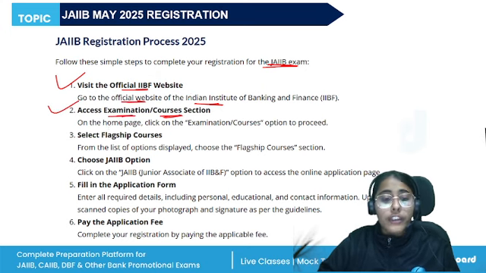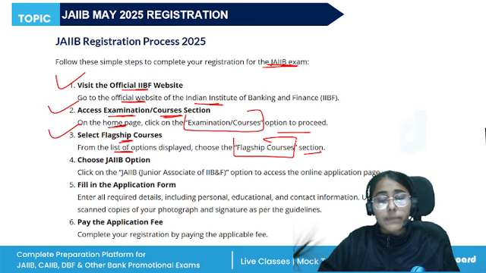You will click on the home page. You will find the examination or courses option to proceed. Then you will select the flagship courses. From the list of the options, you will choose the flagship courses section. Under the flagship, now the JAIIB option has been made live. The JAIIB option to access the online application page, then you will fill out the application form.